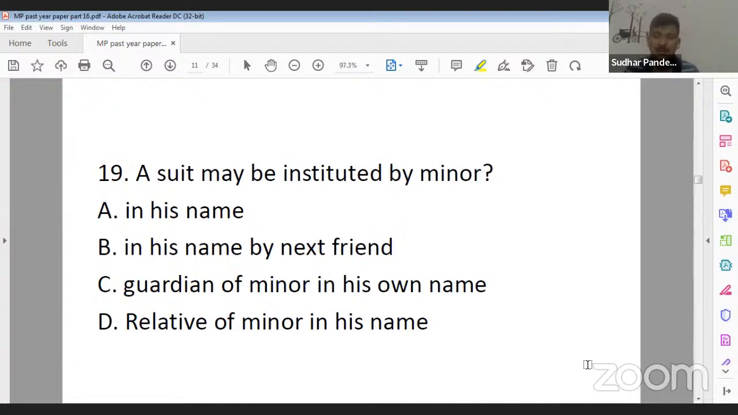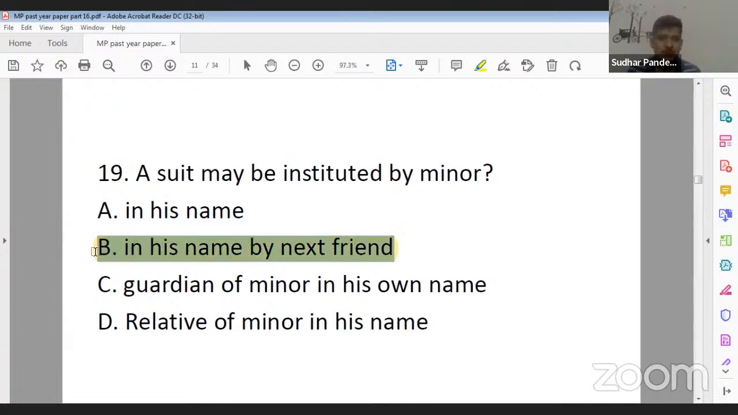So a suit may be instituted by a minor. Option A, in his name. Option B, in his name by next friend. Option C, guardian of the minor in his own name. Option D, relative of a minor in his name. What should be the correct answer? Question number 19, its correct answer will be option B for Bangalore, that is, in his name by the name of his next friend.